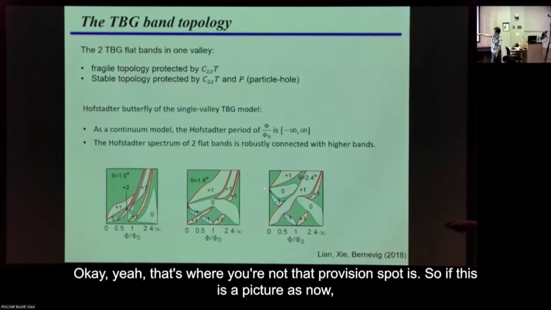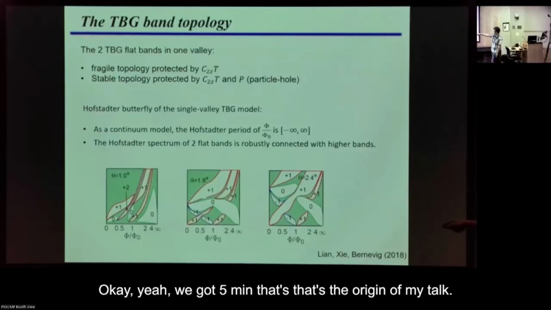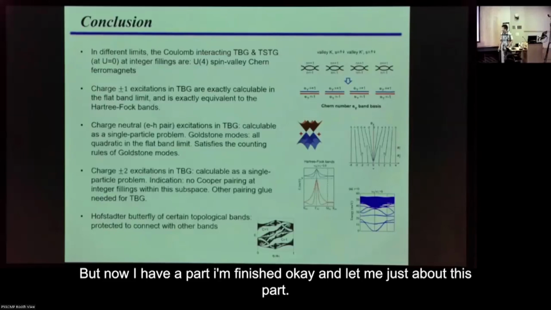So here, this is the range of the first flat band, and it's not flat because I chose a large angle here. This is the fragile band here, and so here this is obvious. It's just connected with the higher band, and for this example here, it's actually connected at infinity. So this Hofstadter butterfly between the fragile bands and the higher bands is connected. Okay, with that, I conclude, and thanks for your patience.